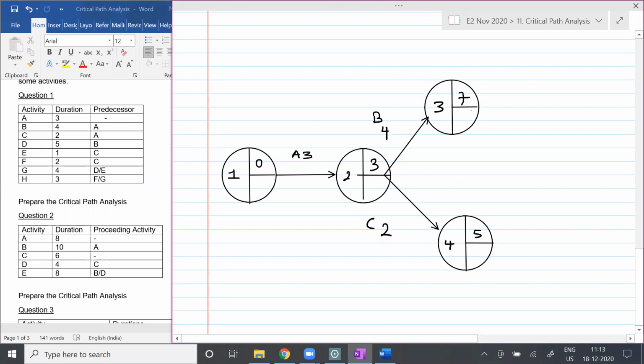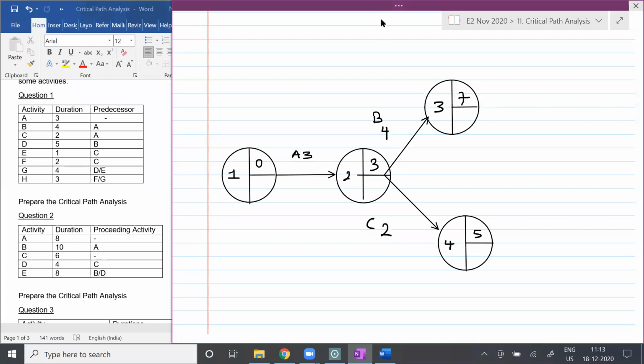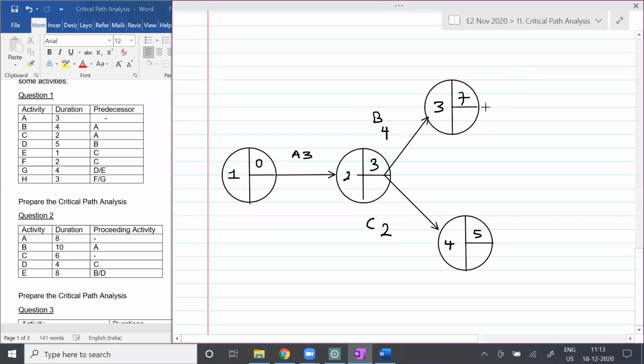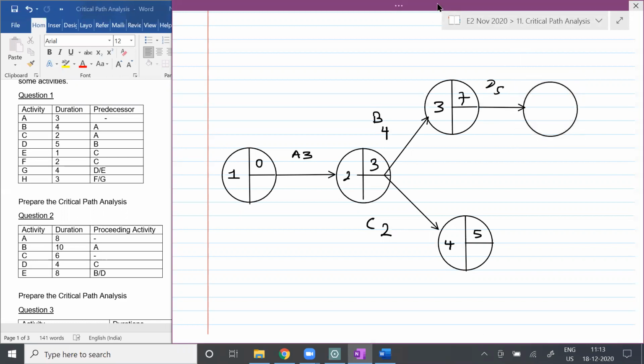Good. Now, if B has started and completed, then what is the proceeding activity for B? D. So can I just put a line and say that that is D, and D is going to take how many days? 5 days. So students, if I put a node here, you are observing that node.